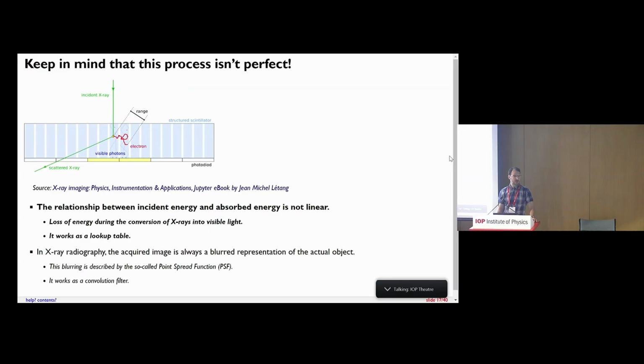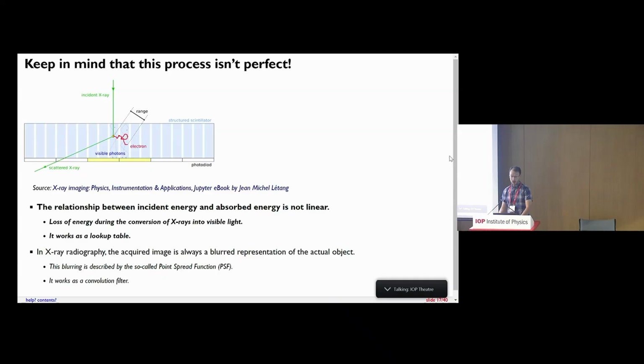But this process is far from being perfect. So if you consider this graph here, we got incident X-rays coming along this ray, and then they may interact with the matter of the scintillator, and you can see here a pattern that's been scattered. So there is a loss of energy. And what does that mean?